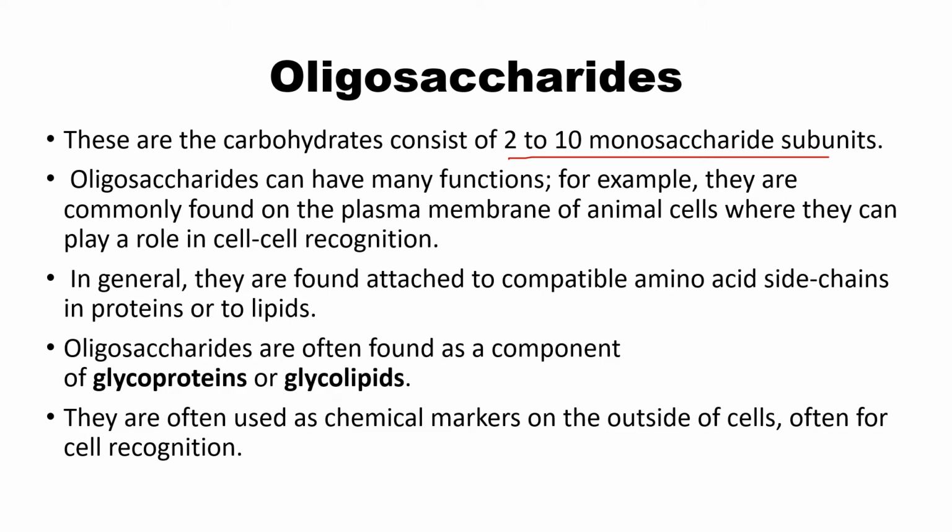In general, they are found attached to compatible amino acid chains in proteins or to lipids. Oligosaccharides are often found as a component of glycoproteins and glycolipids, which are called conjugate molecules. They are often used as chemical markers on the outside of the cell, often for cell recognition. These are the major functions.